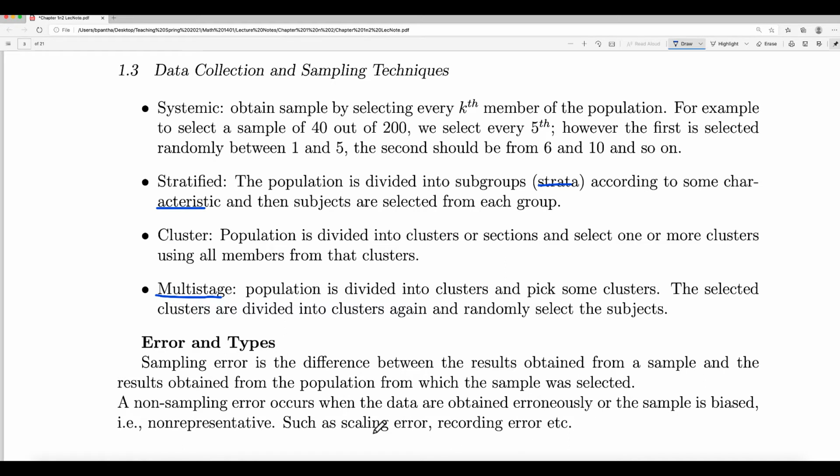And a non-sampling error occurs when the data are obtained erroneously or the sample is biased, or is a non-representative sample, such as sampling error, recording error. So if you are collecting a sample and you make a mistake collecting the sample, that is called non-sampling error. If you made a mistake recording the data, that is also called non-sampling error. All right, that's the very basic introduction of chapter 1.